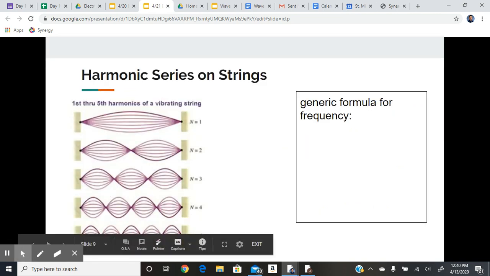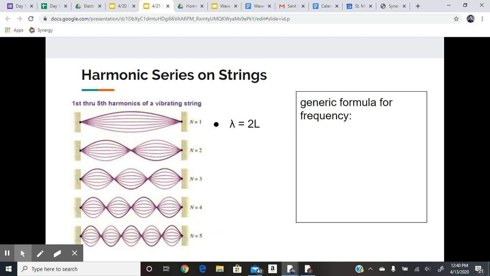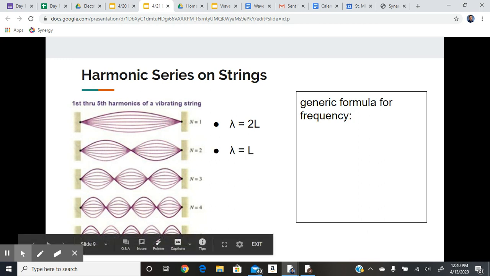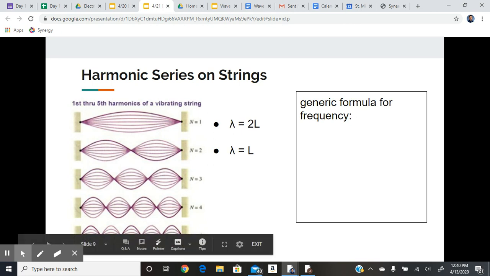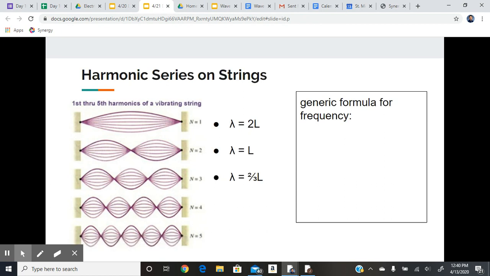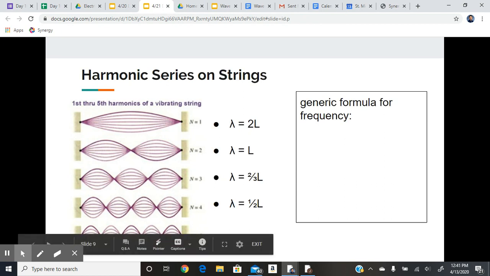So what you're going to end up getting is, if we're looking at our first harmonic, the wavelength is 2 times the length of the string. If you're looking at your second harmonic, then your wavelength is just going to be the length of the string, because that is one wavelength, right? And then from there, we can just keep making fractions, basically changing the denominator. And that's all we're doing.